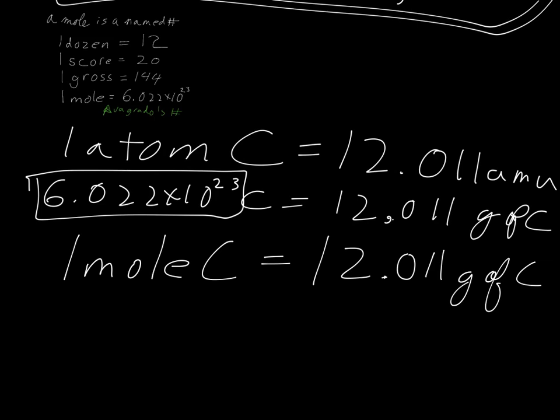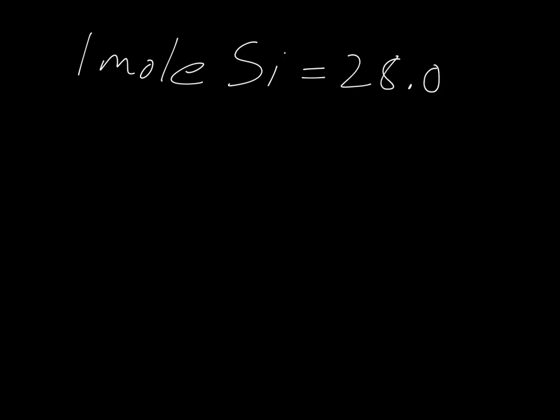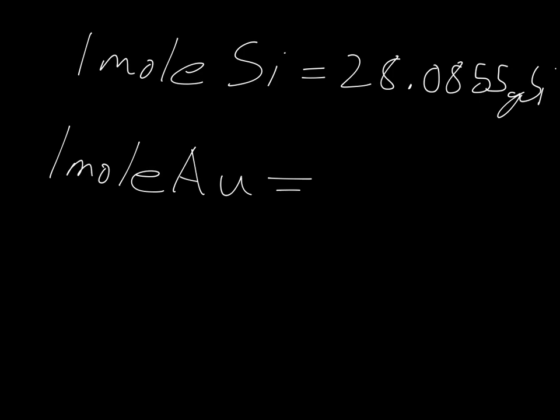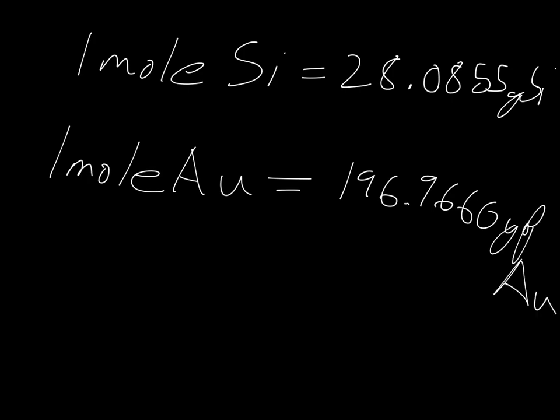But wait, there's more. This works for any element on the periodic table. I'm sure you have a periodic table in front of you, and you can tell me, if you have 1 mole of silicon, how much silicon do you have? You have 28.0855 grams of silicon. If you have 1 mole of gold, then you have 196.9666 grams of gold. When you have 1 mole of something, you can read the mass off the periodic table in terms of grams. This is awesome. This provides us with the conversion factor between number of atoms and grams.